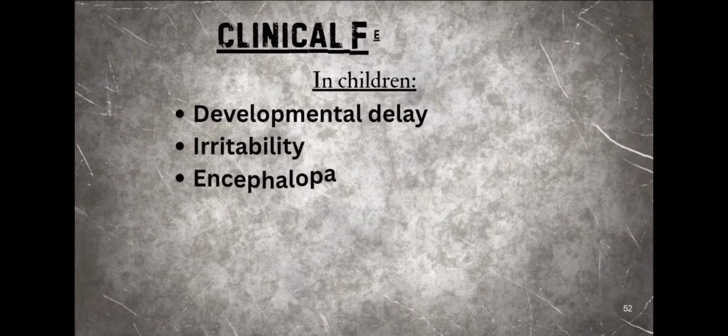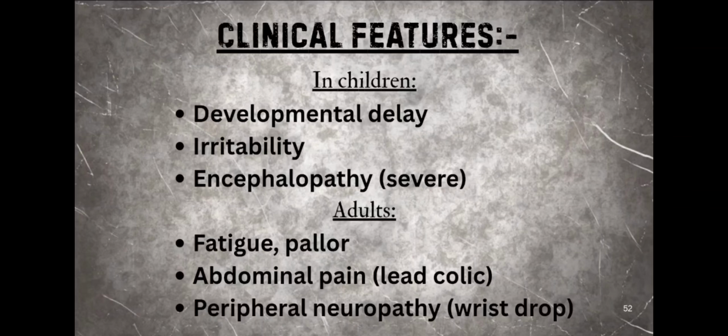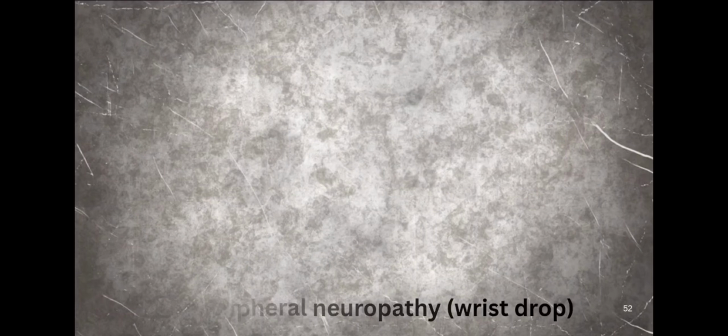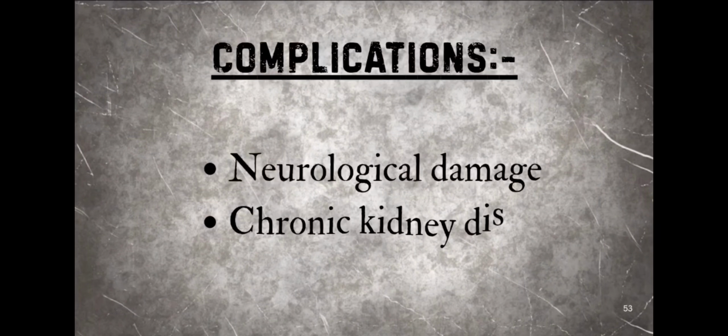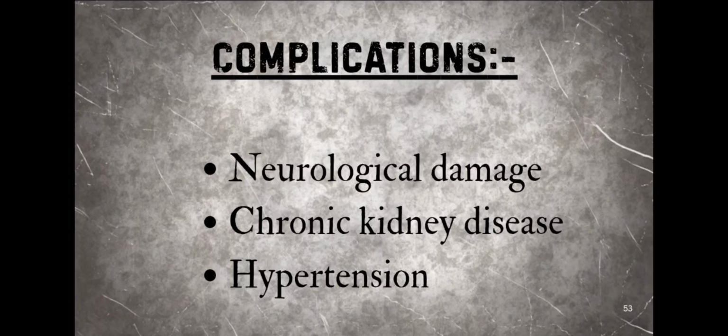Clinical features. In children: developmental delay, irritability, and encephalopathy. In adults: fatigue, pallor, abdominal pain, and peripheral neuropathy. Complications are neurological damage, chronic kidney disease, and hypertension. So that's all about microcytic hypochromic anemia.